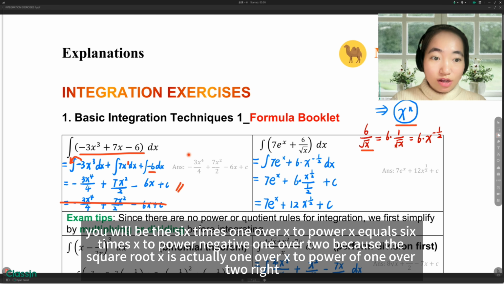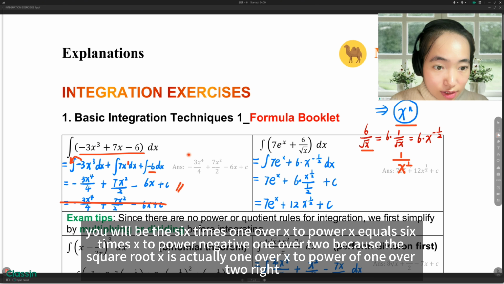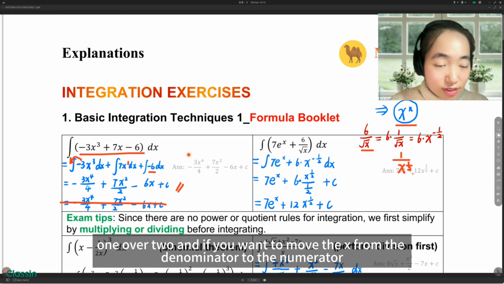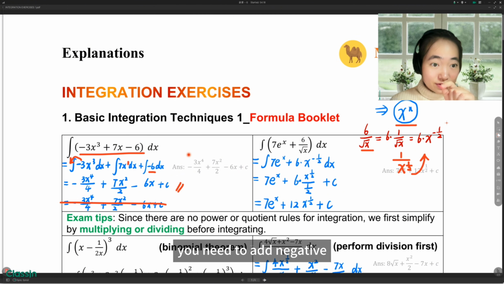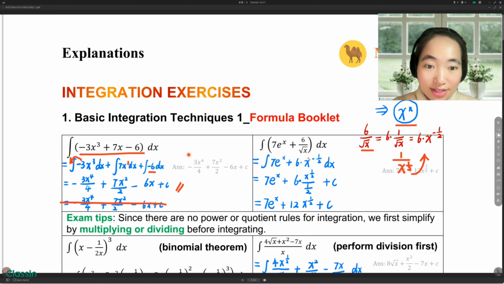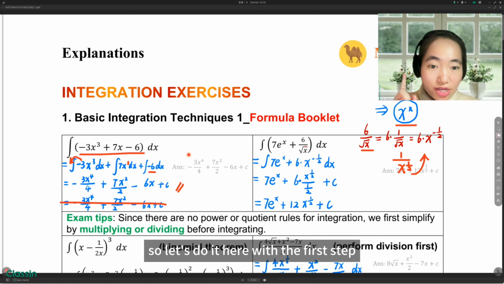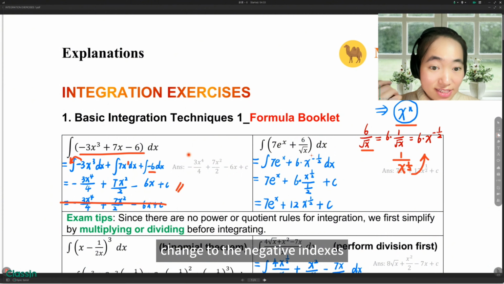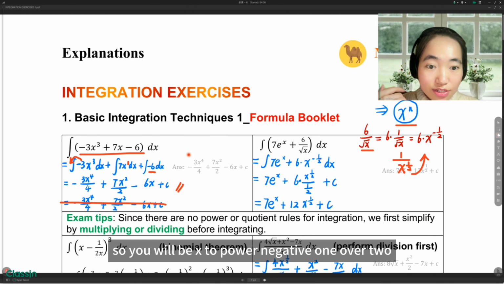So it will be 6 times 1 over x to the power 1 over 2, which equals 6 times x to the power negative 1 over 2, because the square root x is actually x to the power of 1 over 2. And if you want to move the x from the denominator to the numerator, you need to add negative. So it will be x to the power negative 1 over 2. Later we can use this formula, x to the power n. So with the first step, we change to the negative indices.